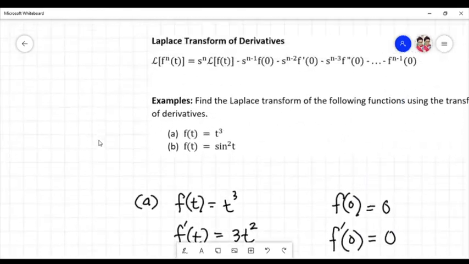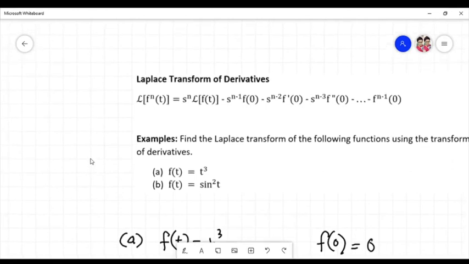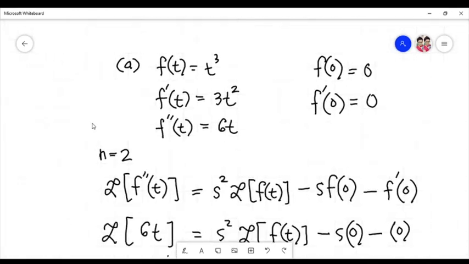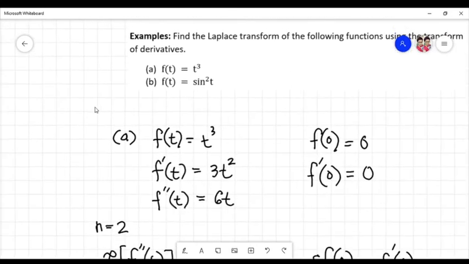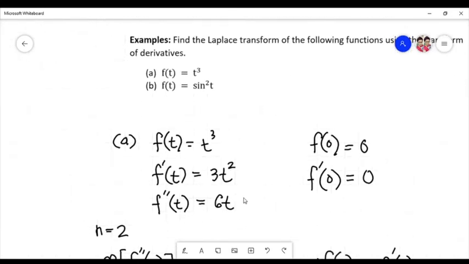Okay, so like I said, this can be used using the third derivative as well, as long as the highest order derivative can be evaluated using the fundamental formulas of Laplace transforms.